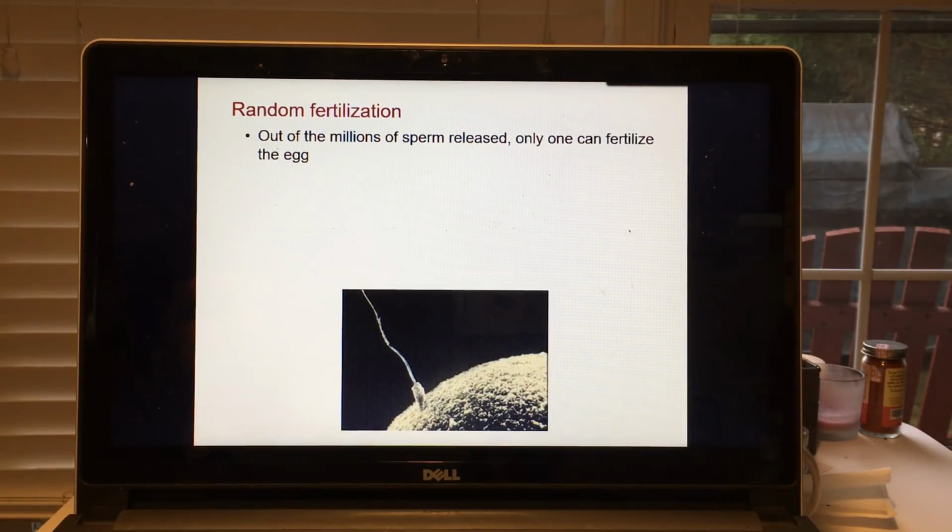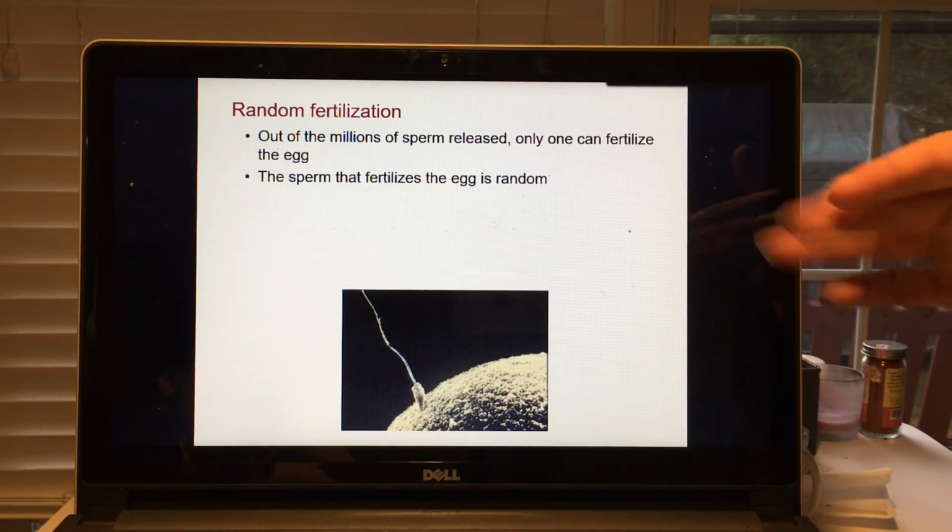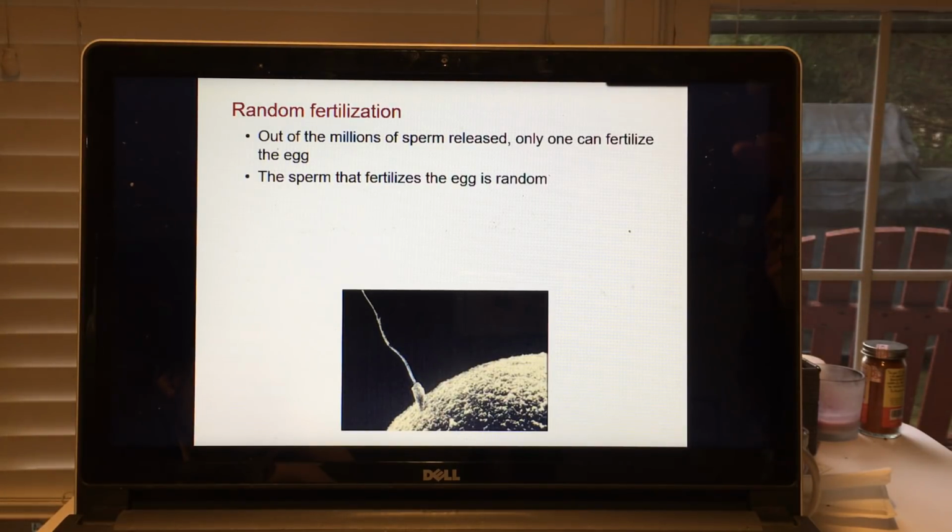And the last source of genetic variation is called random fertilization. So millions of sperm are released, only one fertilizes the egg. And which sperm fertilizes the egg is random. Some of them will swim up the wrong fallopian tube, and they'll go against the current that's created by the cilia. There are these tiny little hairs that wave in the fallopian tubes that carry the egg down, and the sperm is swimming against the current. Some of them actually will end up having two tails, and they'll swim in circles, and they'll never reach the egg.